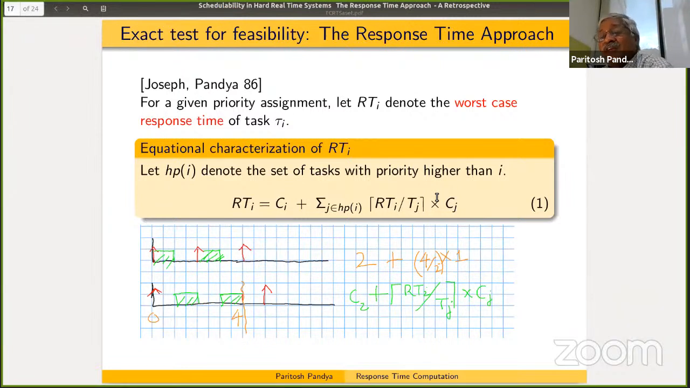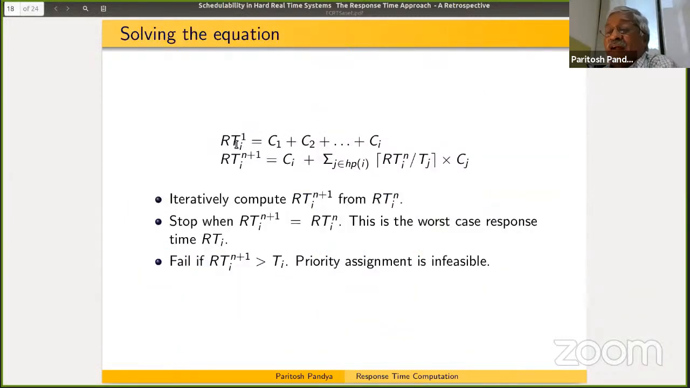And this simple equation, it's not very hard to see, except that it's an equation. It's not a formula to compute anything, and it characterizes a certain fixed point property of RTI. Okay, so this is what we came up with. Now, I've given it an equation number 1. Okay, now given such an equation, we could characterize what is RTI, but we also give a method to calculate that RTI.